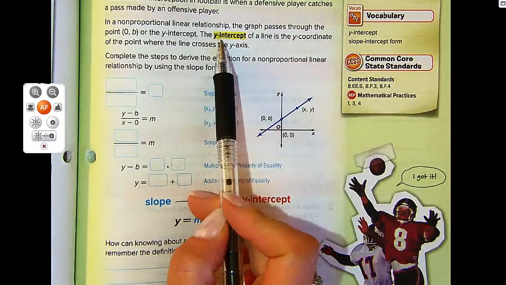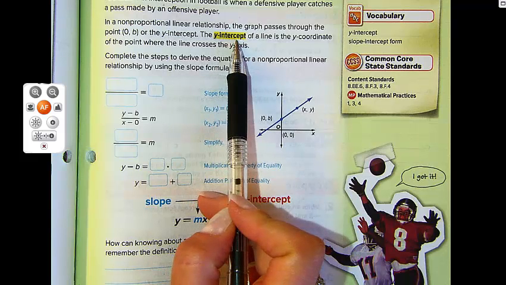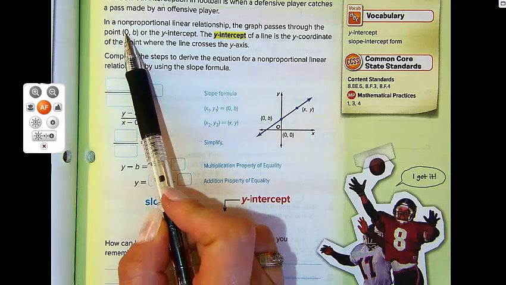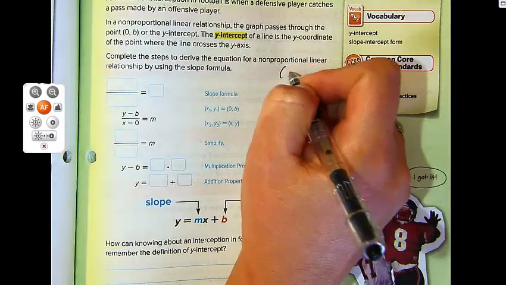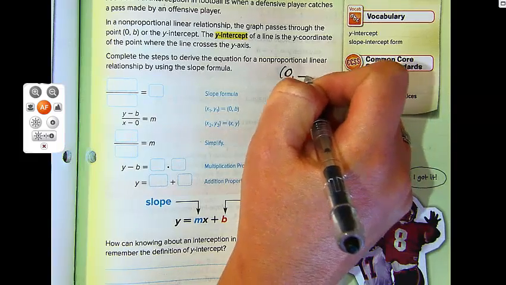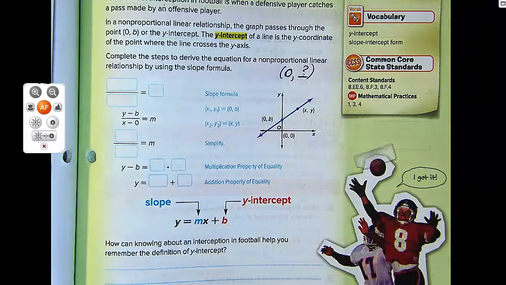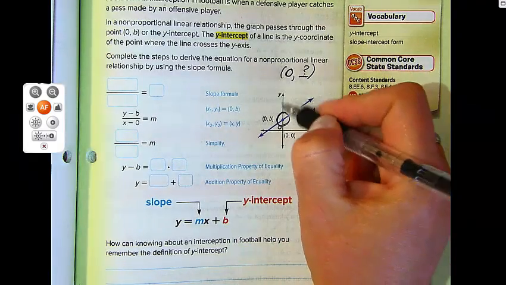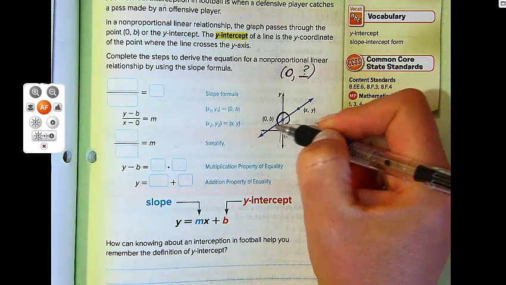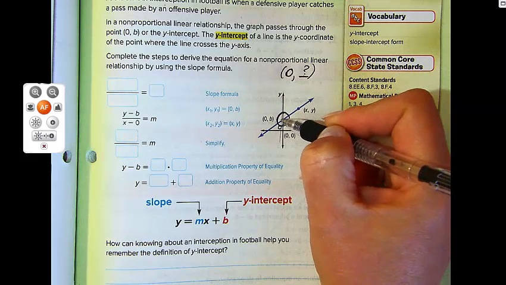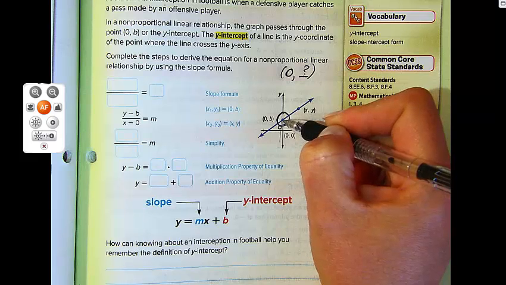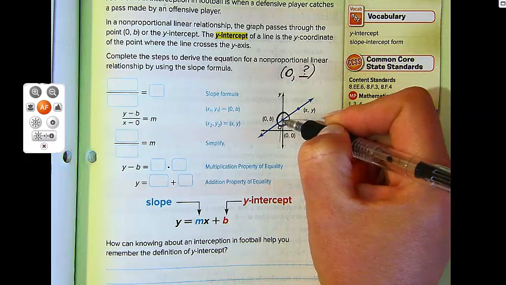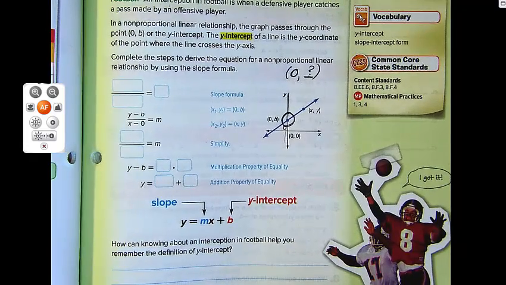In math, the y-intercept is whatever the y value is when x is 0. So the y-intercept is when x is 0, and we need to know what y is. That y is the y-intercept. Another way to think of it is where the line crosses the y-axis. This is the y-axis, the up and down axis. Where this line crosses the y-axis, this point right here is my y-intercept. Okay? So let's see how we get this formula.